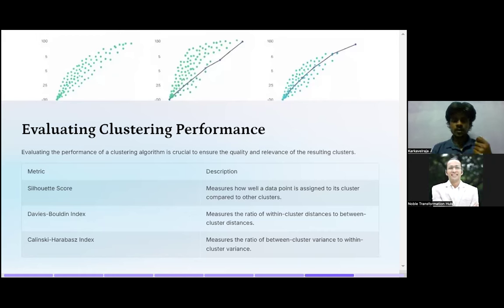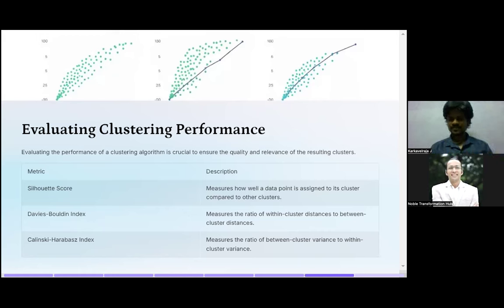The silhouette score finds how much a data point belongs to its own cluster and how it varies from other clusters. The Davies-Bouldin score is a ratio of within-cluster distance and between-cluster distance, and vice versa for the Calinski-Harabasz index. Just have an understanding. I'm not saying you should memorize this, but understand what each one does. Okay, so yeah, sir, over to you.